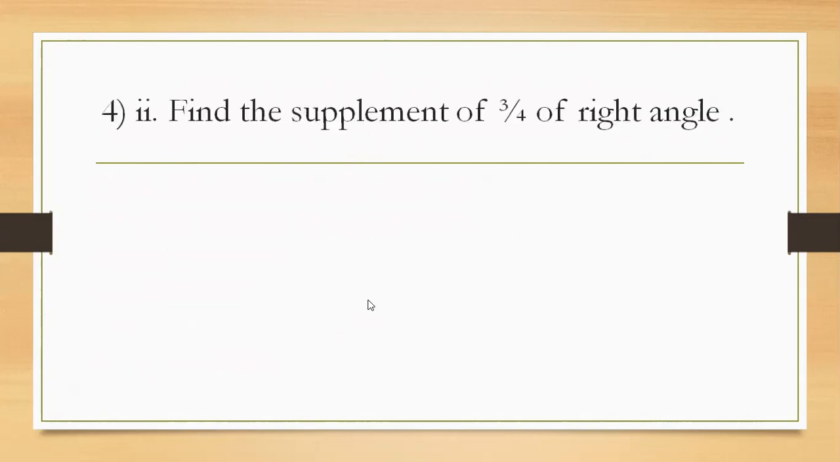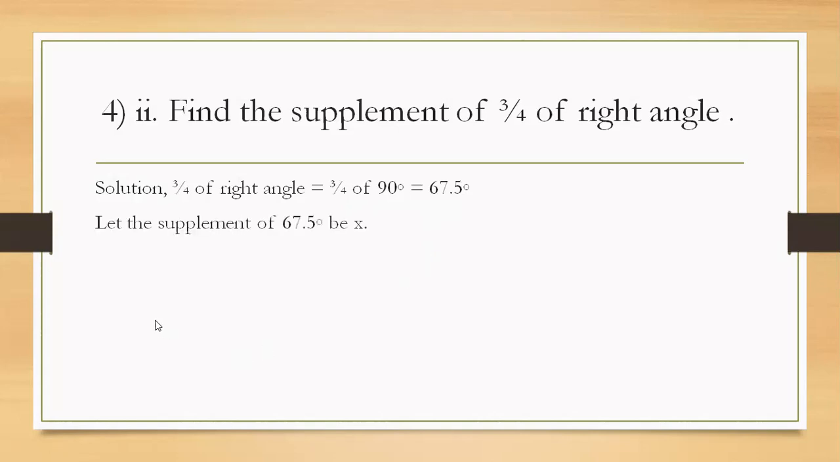Okay. Similarly here, find the supplement of 3 by 4 of a right angle. 3 by 4 of a right angle means 3 by 4 of 90 degrees. You will get 67.5 degrees. And let the supplementary angle of this be x. Then when you add them, it will come 180 degrees. Then subtract it, and you will get the x value is 112.5 degrees.